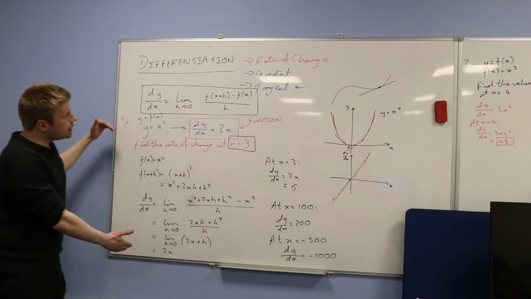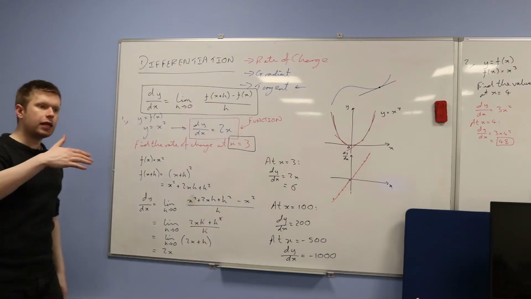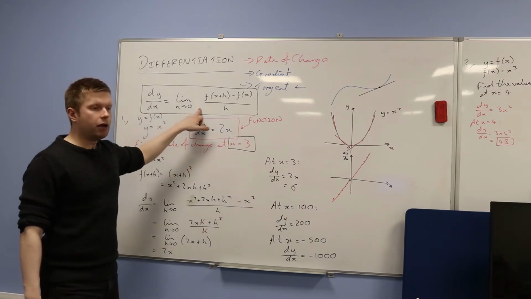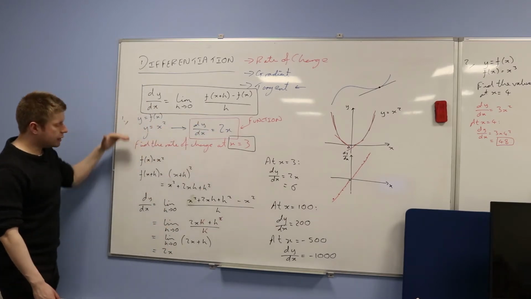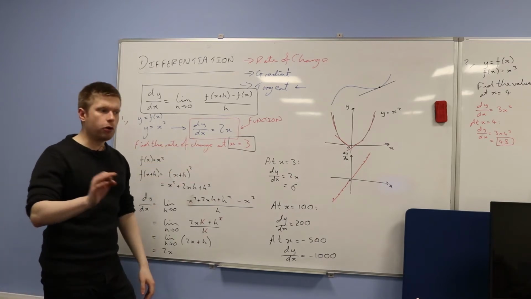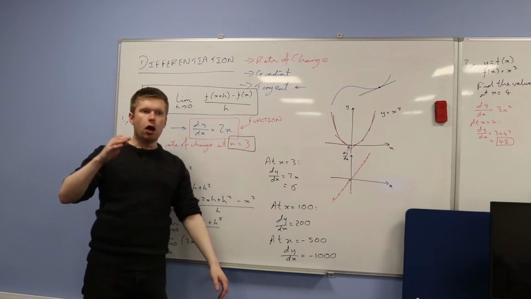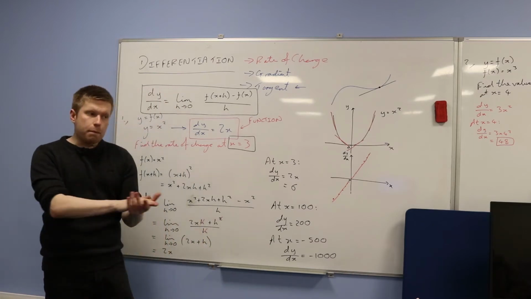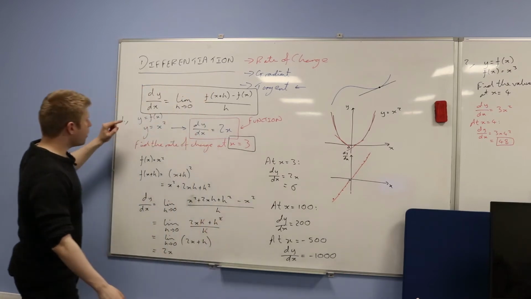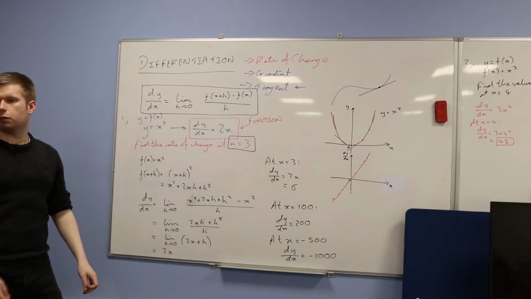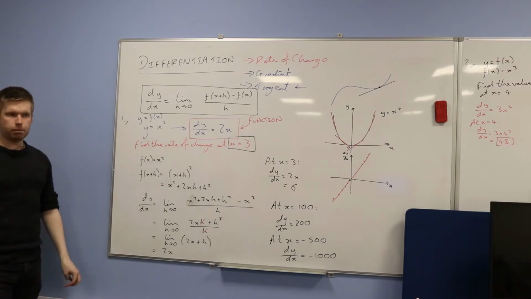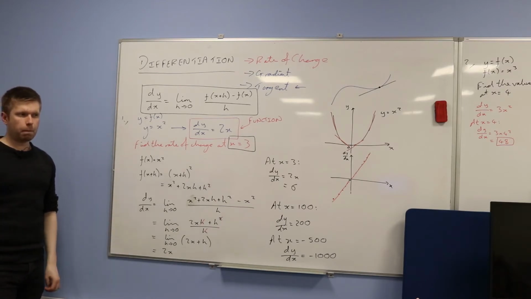But this process here is called differentiating from first principles. This formula here is called first principles, and I'm literally differentiating. I'm finding my gradient function. So the process is called differentiating from first principles. There may well be a question in the exam which says differentiate this from first principles, okay? In which case I want to see this process written out. All right? Is that okay with everyone?